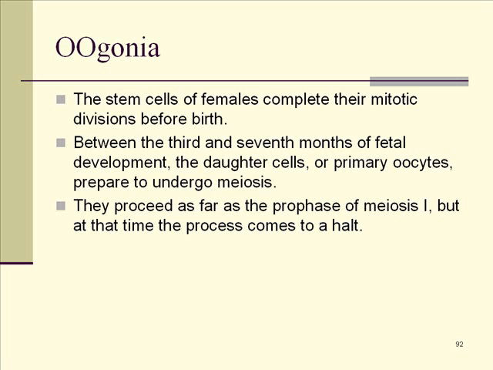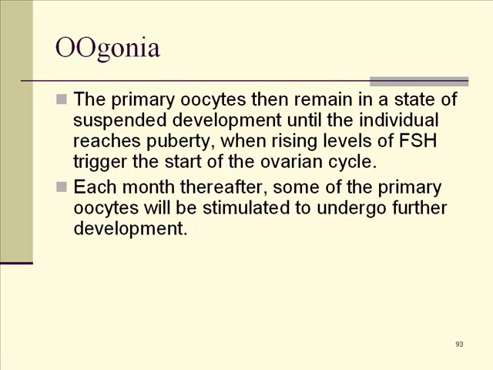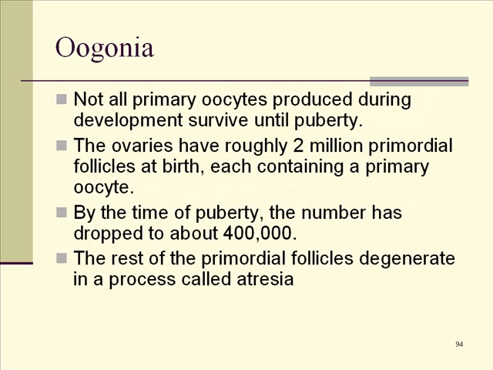So those are 2 differences. But as you recall from mitosis and some of the stages of mitosis, there was a prophase, but as you can see in meiosis it was a bit different because we'll proceed as far as prophase in meiosis, but then it will come to a halt in development. The primary oocytes, or the primary eggs, will then remain in a state of suspended development until the individual reaches puberty, and then we'll see a rise in the follicle stimulating hormone, which will start the ovarian cycle. Each month thereafter, some of the primary oocytes will be stimulated to undergo further development. Not all the primary oocytes produced during development will survive until puberty.